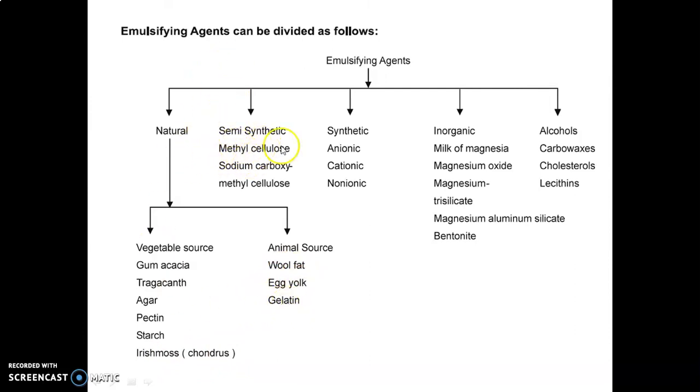Semi-synthetic: methyl cellulose, sodium carboxymethyl cellulose, that is sodium CMC. Synthetic: anionic, cationic, non-ionic, which contain charges. Anionic means containing negative charge, cationic, positive charge, non-ionic, chargeless. Inorganic: milk of magnesia, magnesium oxide, magnesium trisilicate, magnesium aluminum silicate, and bentonite. And the alcohols: carbowaxes, cholesterol, lecithins.